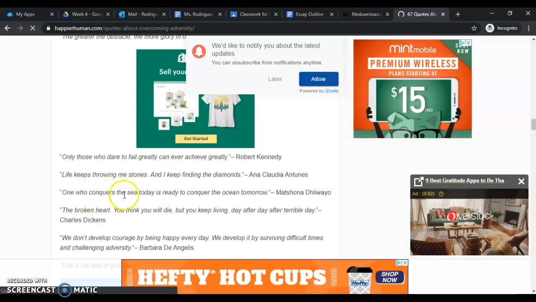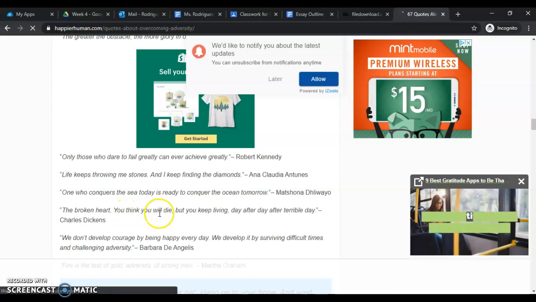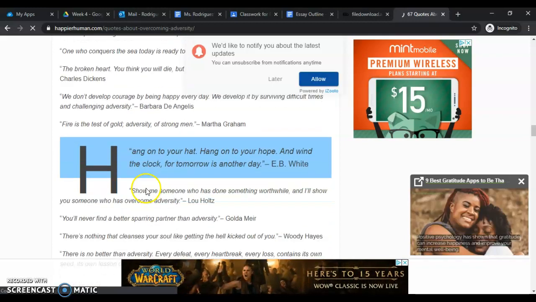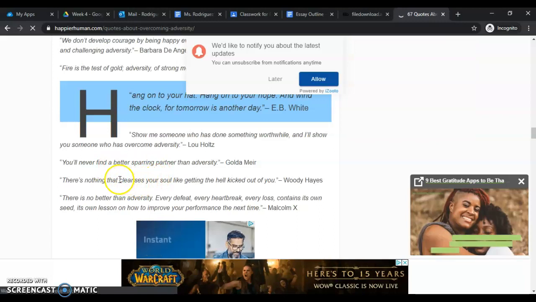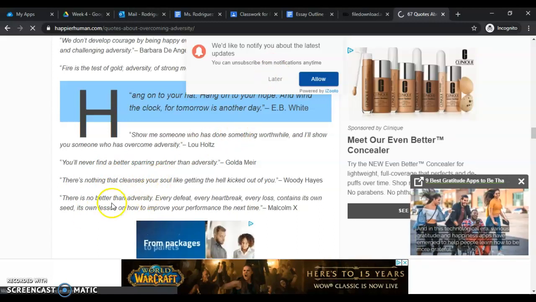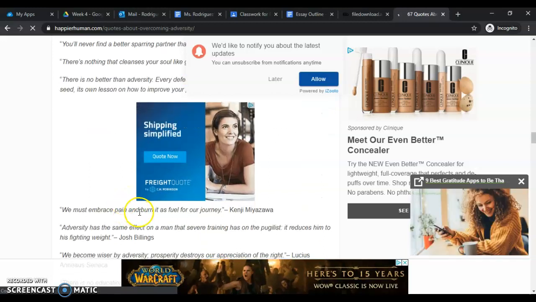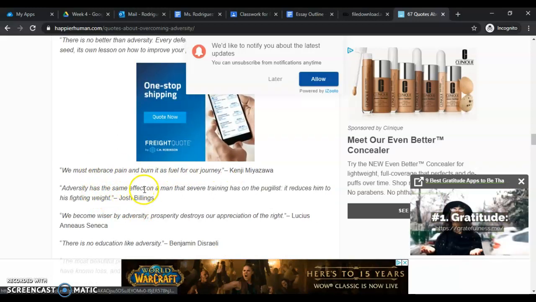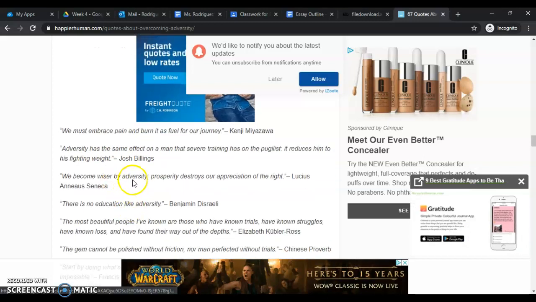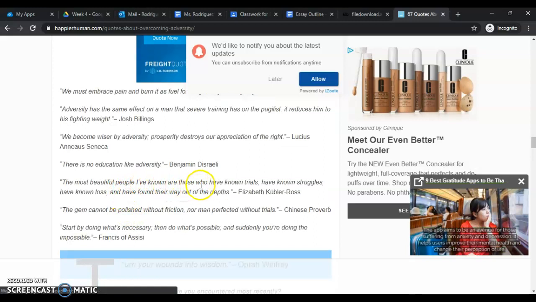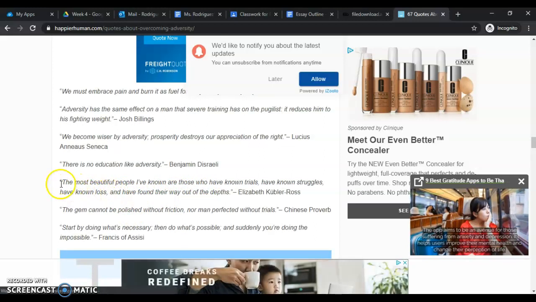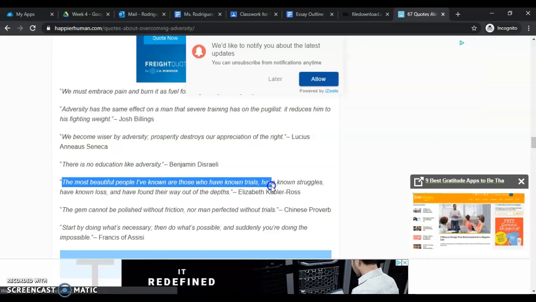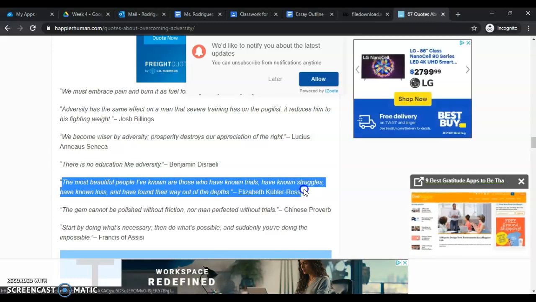Let me see. Only one who conquers a sea chase from the ocean, the broken heart, you think you will die, but you will be. So you can read through and really find one that you feel you connect with and will go with your essay. I kind of like that one. We must embrace pain and burn it as fuel for our journey. I like this one. I'm going to go with this one. The most beautiful people I've known are those who have known trials, have known struggles, have known loss, and have found their way out of the depths. That's a good one.